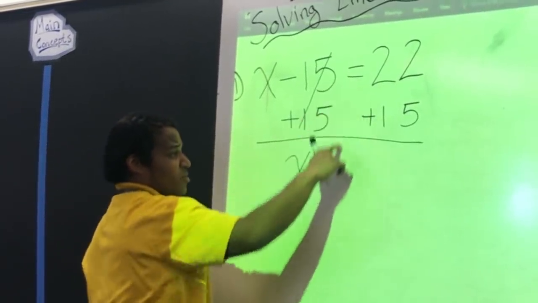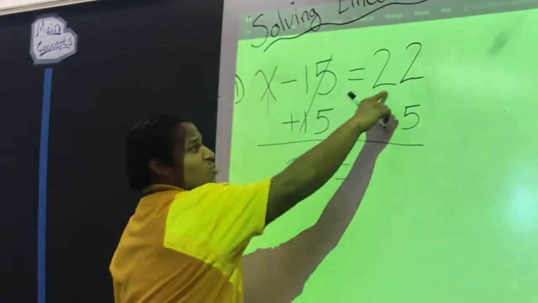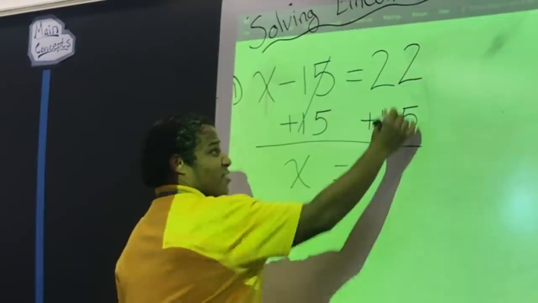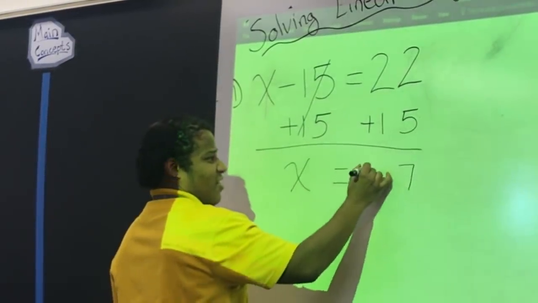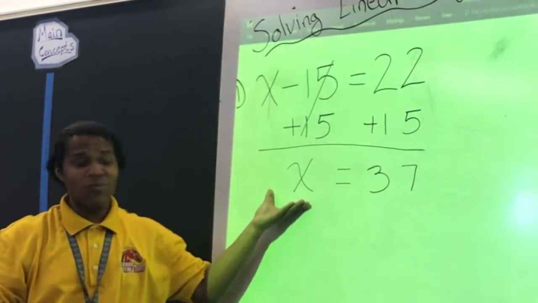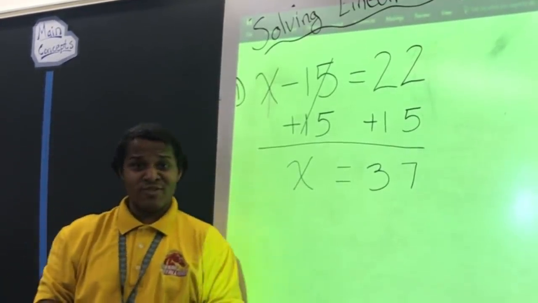On this side of the equal sign, we have 22 plus 15. Using my calculator of a brain, I get that this is 37. Now, x is alone, it's been isolated, we've solved for x. That is the answer to our problem.